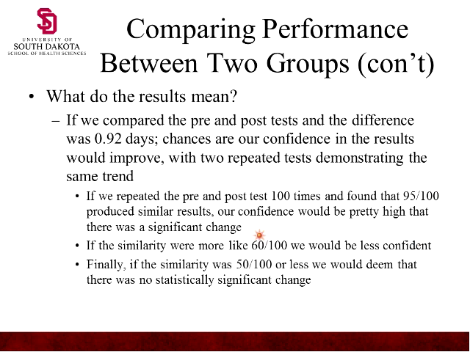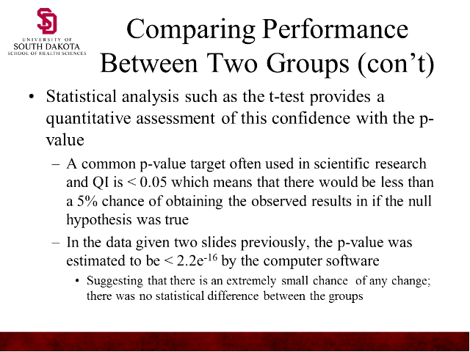On the other hand, if we were more like 60 to 100, we'd be less confident, because it starts to approach the law of averages, 50-50. So finally, if the similarity was 50 or less, we would deem that there was no statistical difference in the two, what we did if we provided a change.